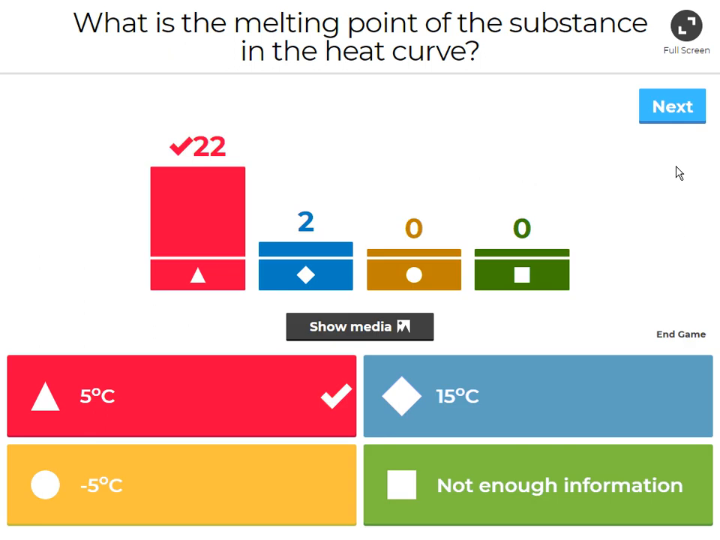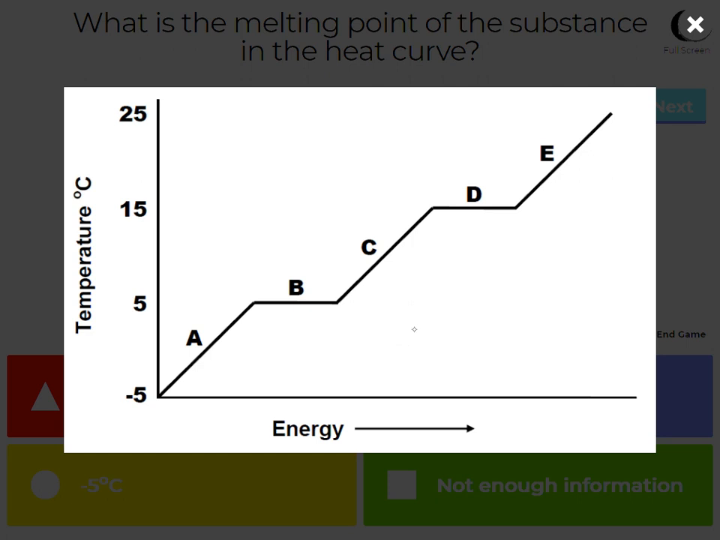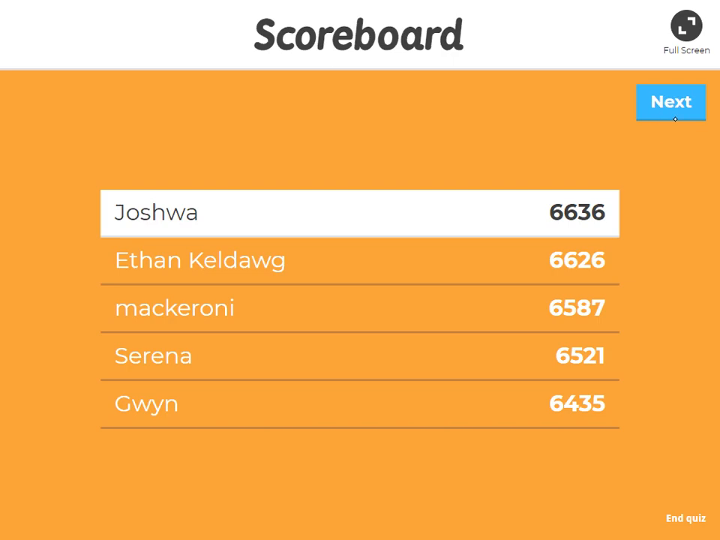All right, very good on this heat curve. What is B? Melting. That's melting. So the melting point is right here. You have to draw a line over to the heat curve itself and see it was 5 degrees Celsius.